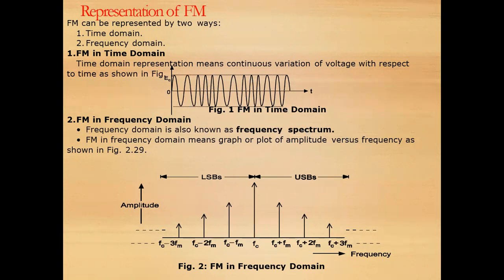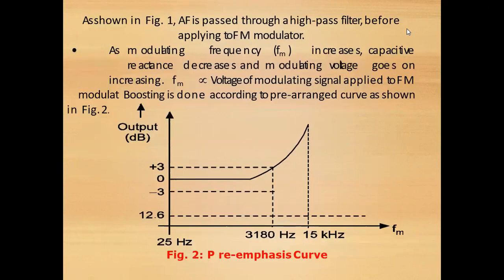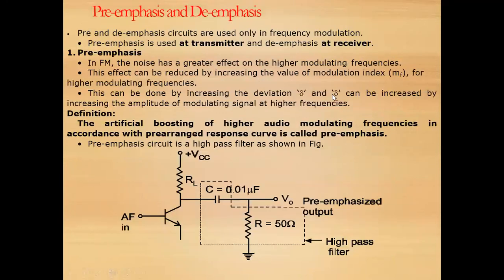By Bessel functions, we will be getting our sidebands like Fc plus Fm, Fc plus 2Fm, Fc plus 3Fm, and Fc minus Fm, Fc minus 2Fm, like that. Upper sidebands and lower sidebands will be there. So this is the time domain and frequency domain representation of frequency modulation.